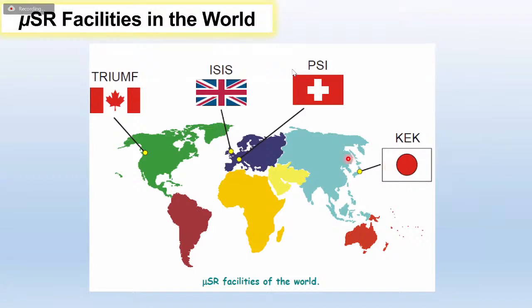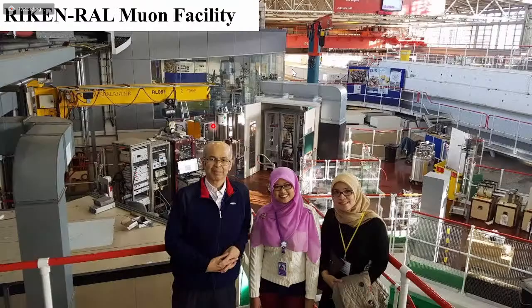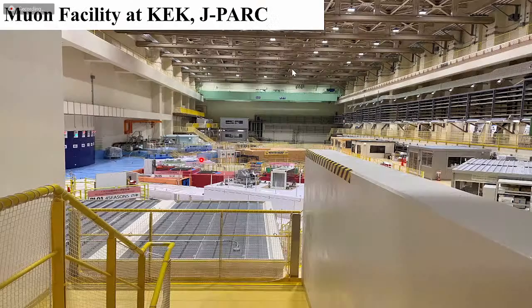Currently, there are 4 mu-SR facilities in the world, in Canada, UK, Switzerland, and Japan. We used to perform experiments in the UK and also in Japan. This is the muon facility in the UK, so we usually perform experiments here. He is my supervisor when I was a PhD student, and she is my lecturer at the University of Indonesia. At the time she visited me in the UK. And this is the muon facility at J-PARC. Actually, there are some mu-SR ports here, depending on the material that we will measure.